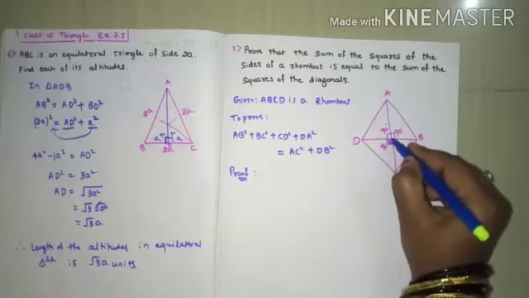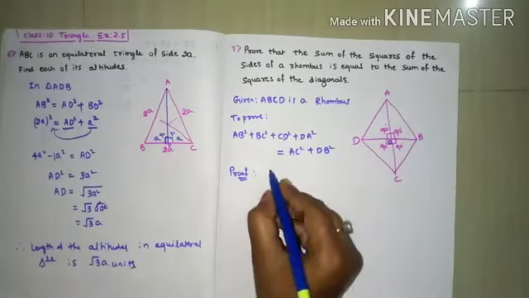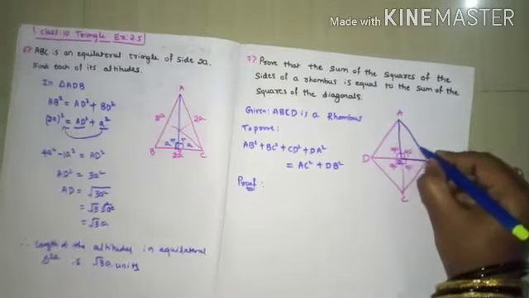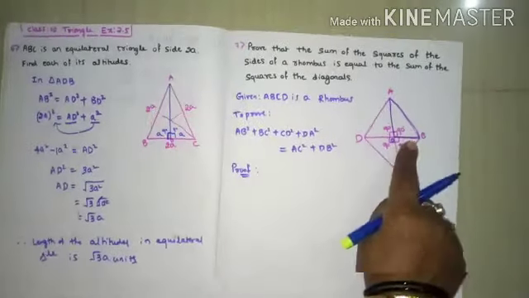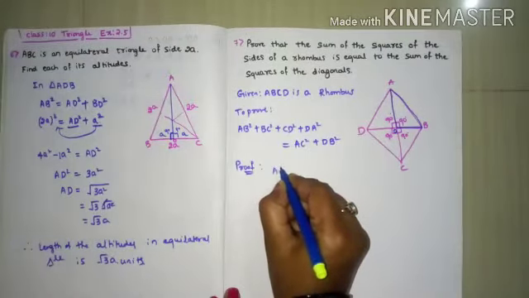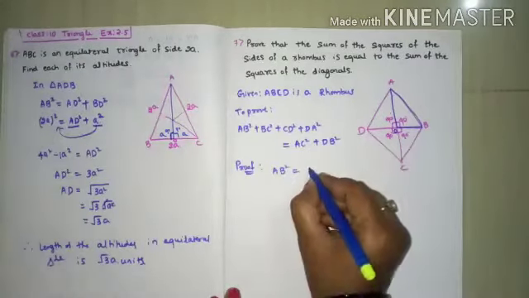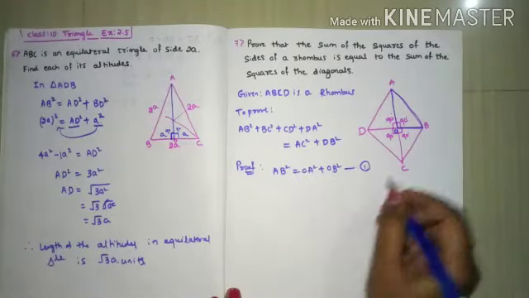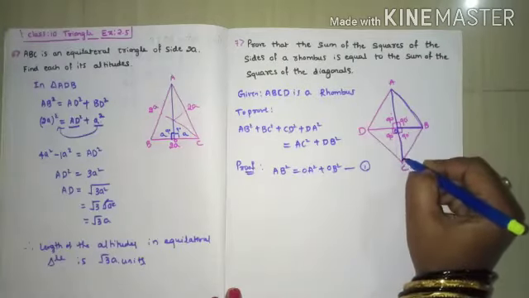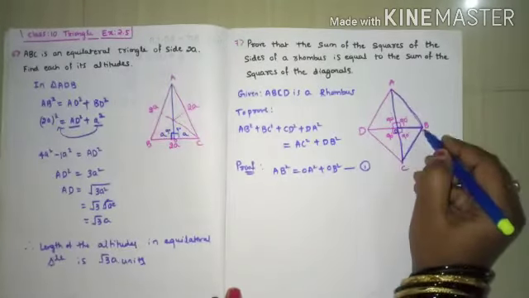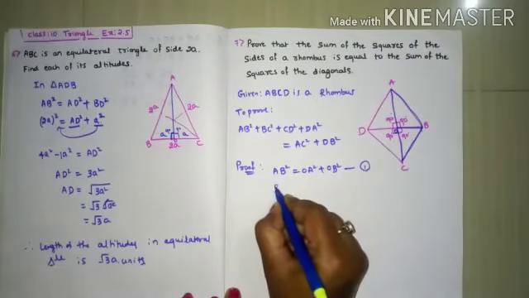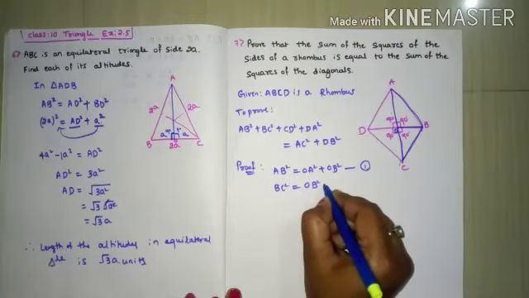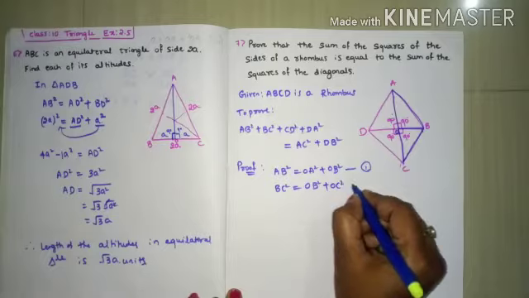I will apply the Pythagoras theorem for the triangle AOB first. In triangle AOB, AB is the hypotenuse, so AB square is equal to OA square plus OB square. This is equation 1. Next I will apply the Pythagoras theorem for triangle OCB, which means BC square is equal to OB square plus OC square. This is equation 2.